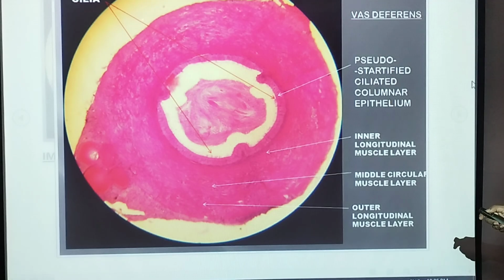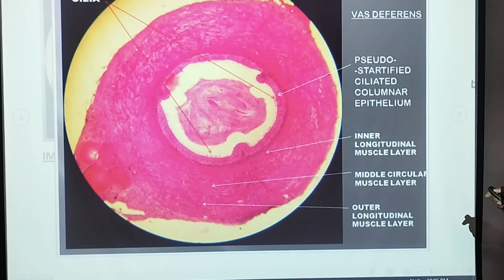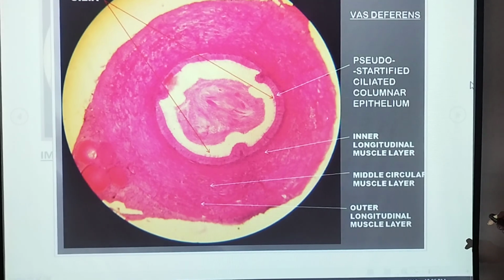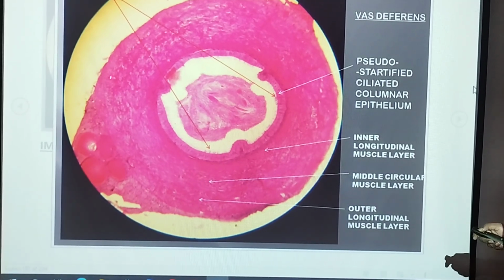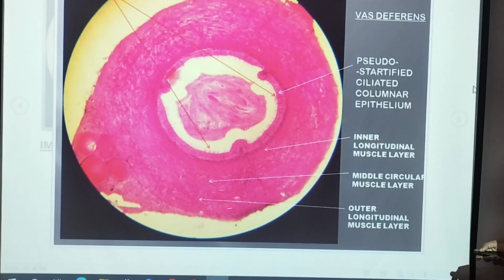Good morning, students. Today we will be discussing the histology of the vas deferens or ductus deferens. So you can see I have put the actual photomicrograph of the complete section of the ductus deferens or the vas deferens. What are the important identifying points?